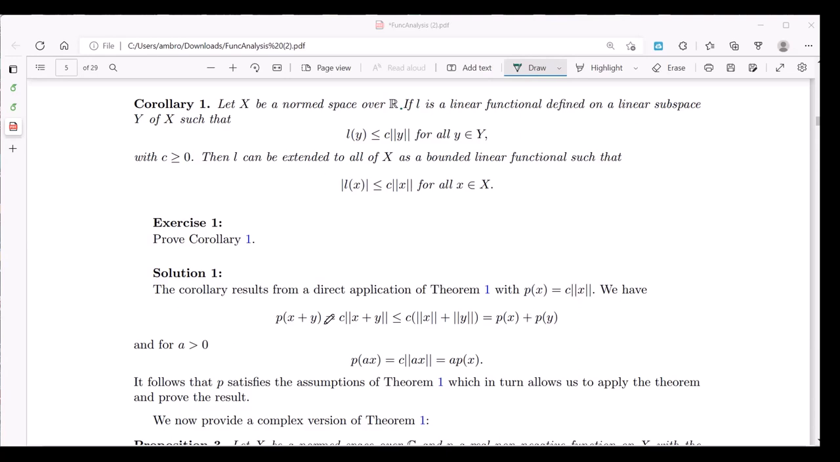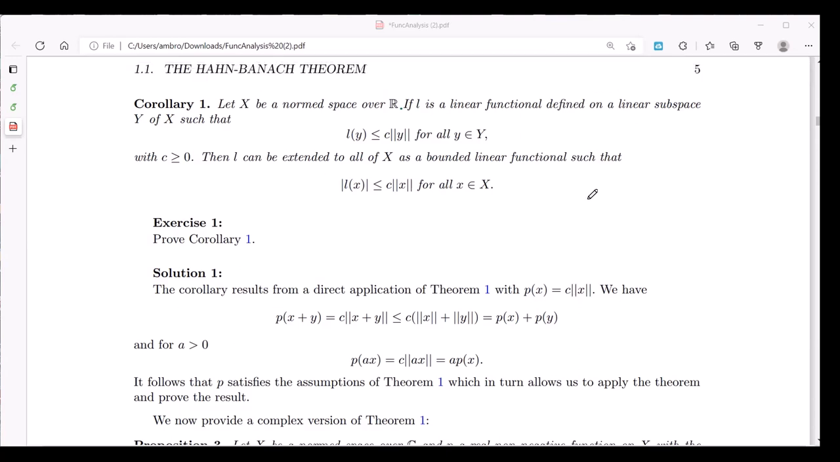So I get that, but this is exactly p of x plus p of y. So p satisfies the subadditivity. And if I pick a positive number a, that's also true because a is positive. So I got that. Then next I can apply theorem one. And finally the conclusion is from theorem one.